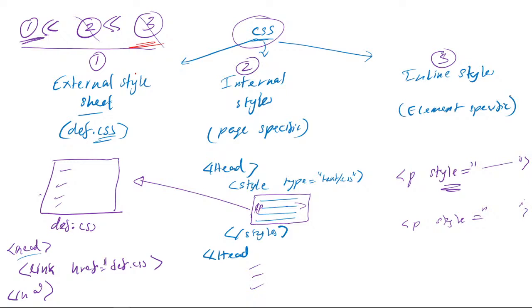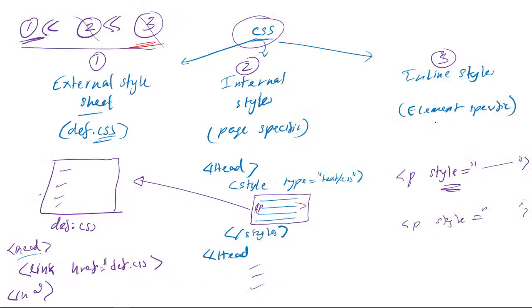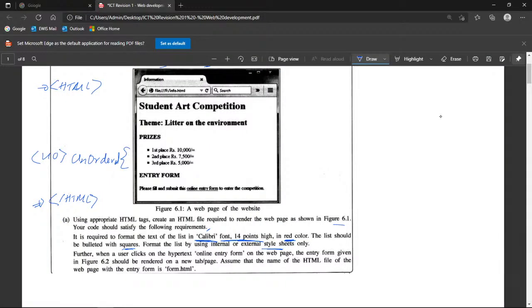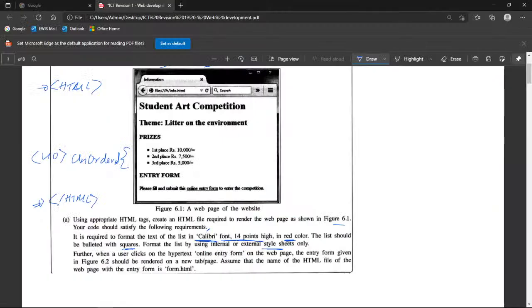So if we get back to the question, what we are asked to do is format the list by using the internal or external style sheets only. So there is no way that if you have done it using inline styles, you are going to get marks. If you use option 3 for that answer, it's 0 marks. Right, so we have to make sure that we do it in exactly the way the question has been asked. So, internal or external style sheet.